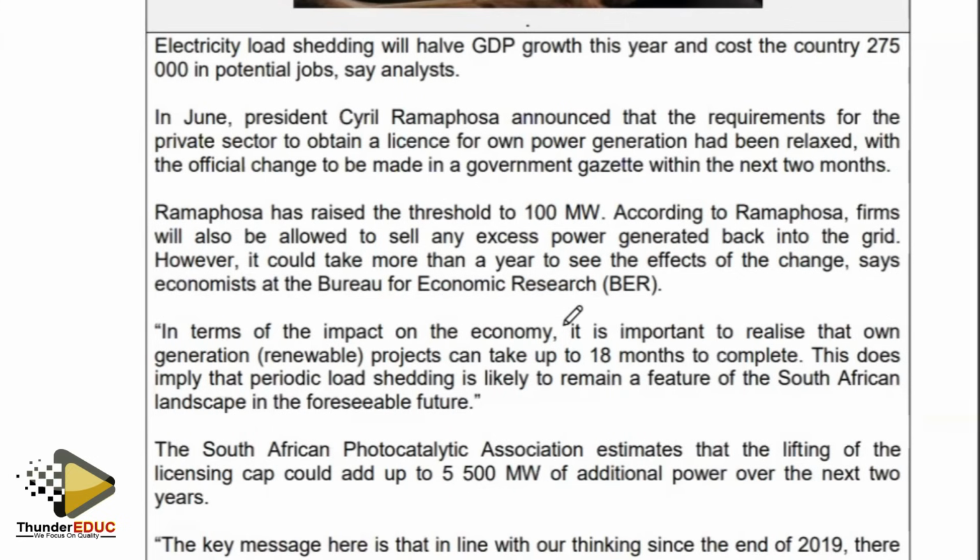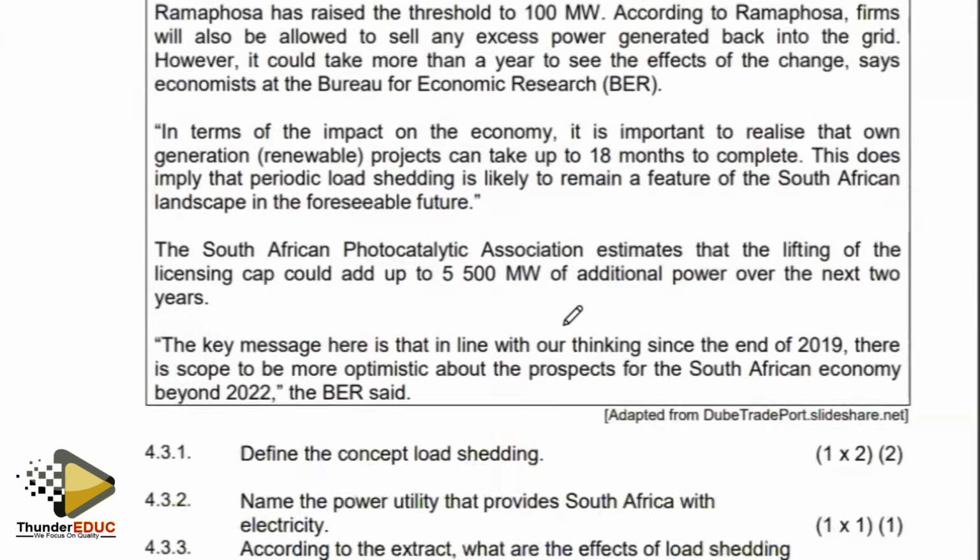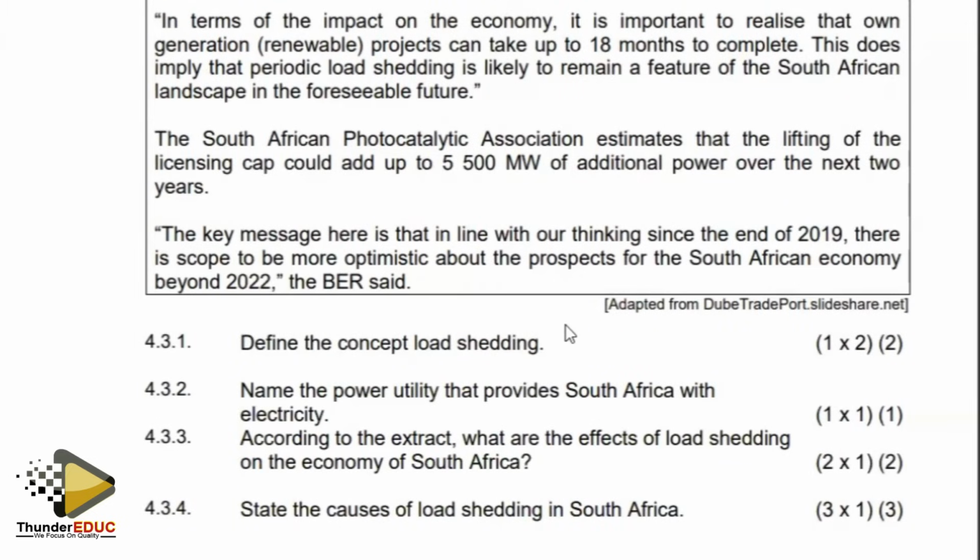Ramaphosa has raised the threshold to 100 MW. All right. So you can define the term load shedding as the action to reduce the load on something, especially the interruption of an electricity supply to avoid excess load on generating plant.